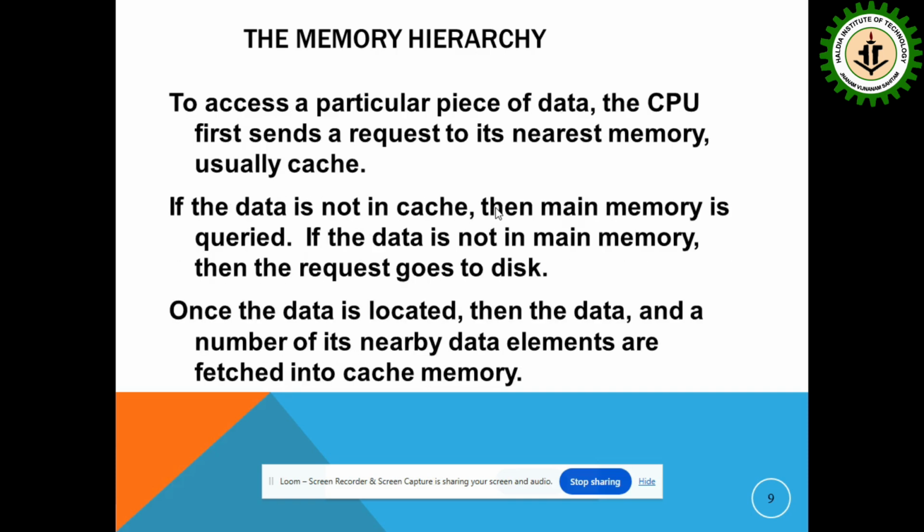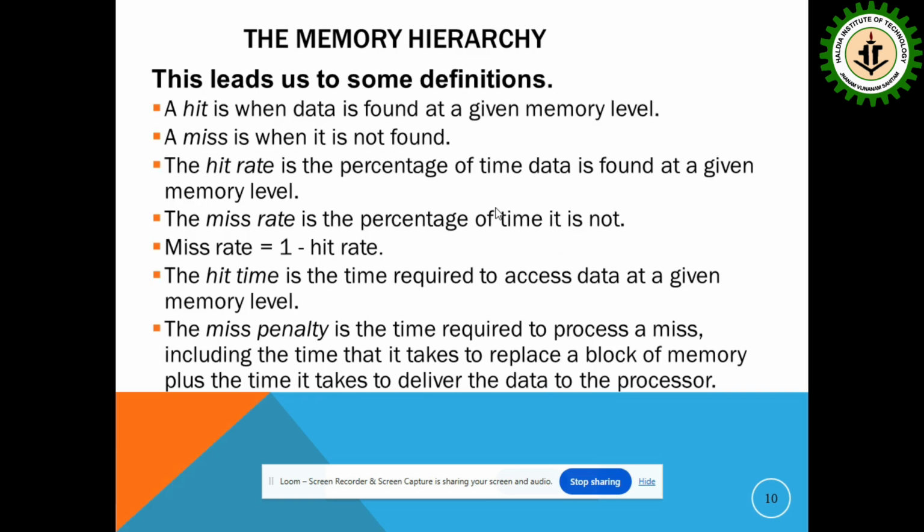To access a particular piece of data, the CPU first sends a request to its nearest memory, usually cache. If the data is not in the cache, the main memory is queried. If the data is not in main memory, then the request goes to the disk. Once the data is located, the data and a number of nearby data elements are fetched into cache memory.